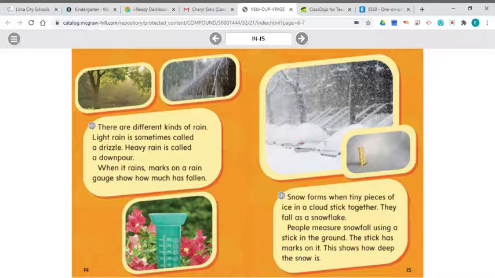I'm going to stop here and see if my questions have been answered. I didn't read anything about a tool that measures how strong the wind is. However, I did learn about some other tools that measure weather. I read that a rain gauge tells how much rain has fallen, and a marked stick can measure how deep the snow is.